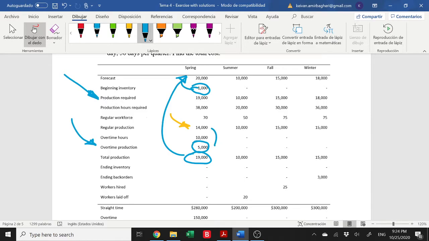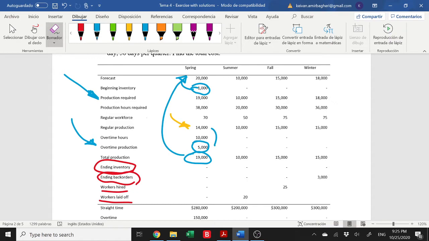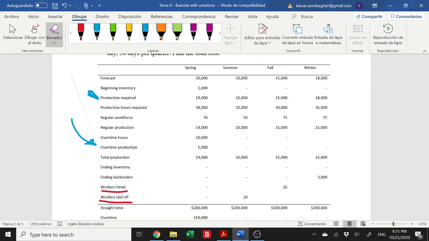So as you see here, we finish with zero inventory. The ending inventory is zero. As well, we don't have any back order because we satisfied the demand 100% with this production. Of course, there were no workers hired and no workers laid off. Why? Because the problem limits us and restricts us here with no hiring or firing and only overtime. Okay, guys, let's go to our next quarter.